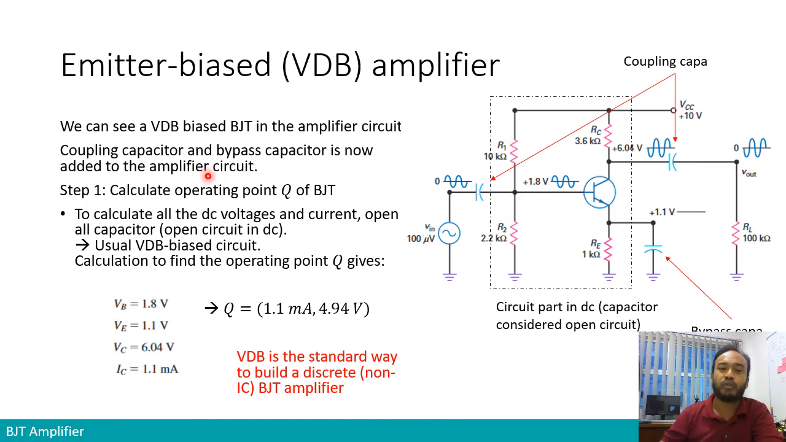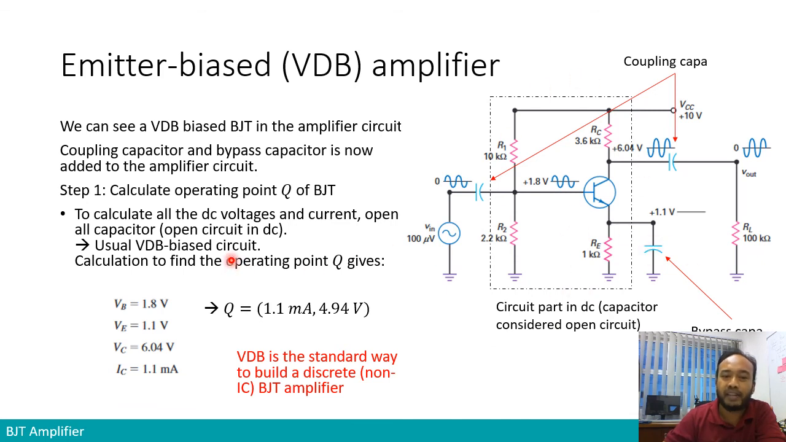Okay, so if you want to look step by step at the calculation, the first thing you need to do is of course find the operating point Q of the BJT. I'm going to go quickly through this. When we're calculating the operating point Q of a BJT, it is a DC analysis. So we'll do the DC analysis only on this part, without the input part where we have the coupling capacitor at the input and the coupling capacitor at the output. So the biasing is only this part, the circuit part in DC where we do the biasing.